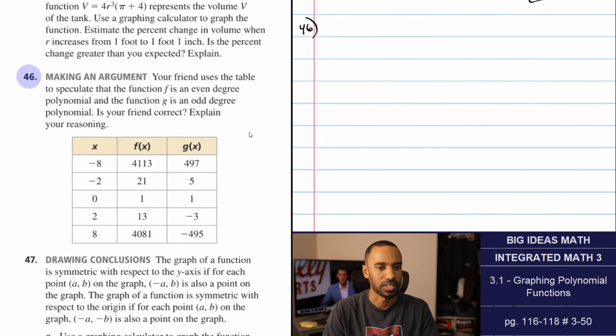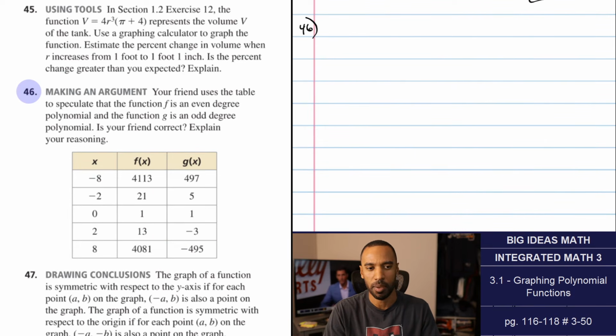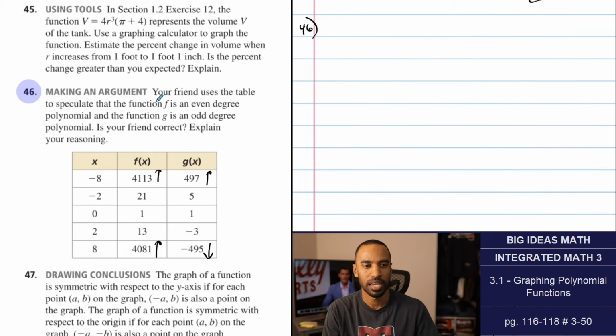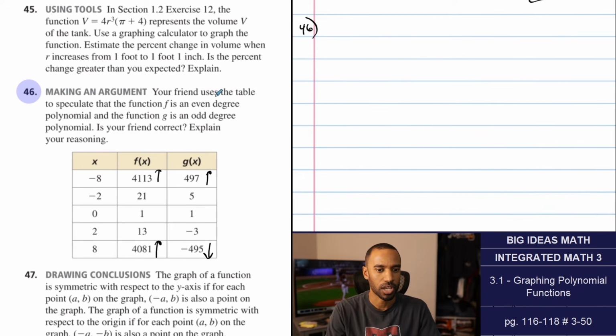All right, number 46. Your friend uses the table to speculate that the function f is an even degree polynomial and the function g is an odd degree polynomial. Is your friend correct? Explain your reasoning. So what I'm seeing is an end behavior thing. It's starting up and finishing up on this one. That's what an even degree polynomial would do. This one starts up and finishes down. An odd degree polynomial would do that. What did they say? f is even, g is odd.